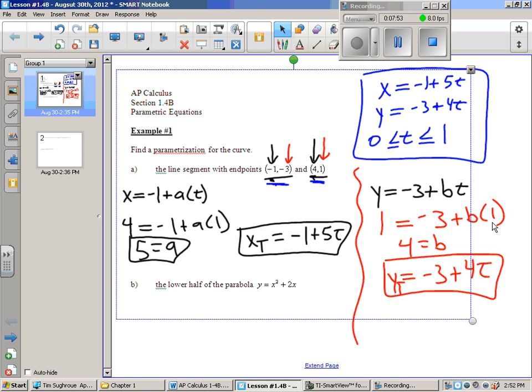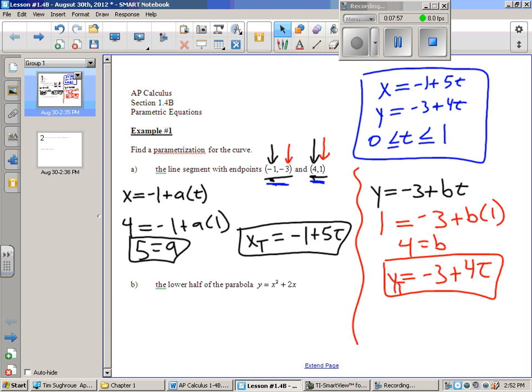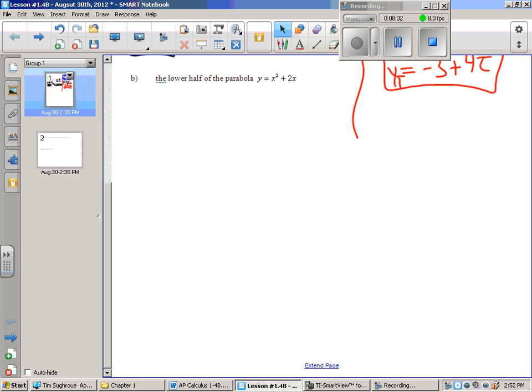Define the lower half of the parabola x squared plus 2x. This one is pretty darn easy, because essentially, whenever you see a polynomial, they already have y equals. All we need to do is set x equal to t, and then set the y coordinate equal to t squared plus 2t. The key to this is just to set the parameter interval correctly.